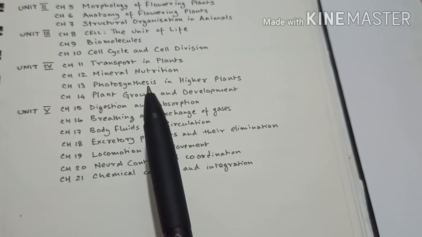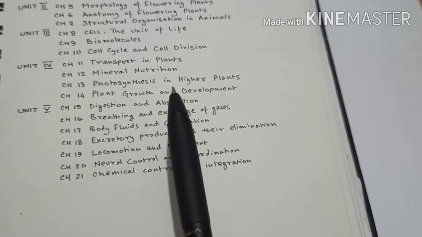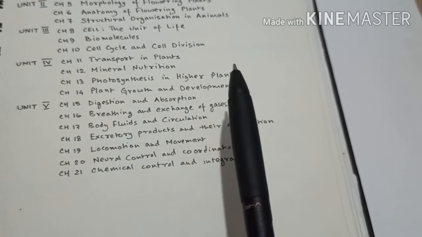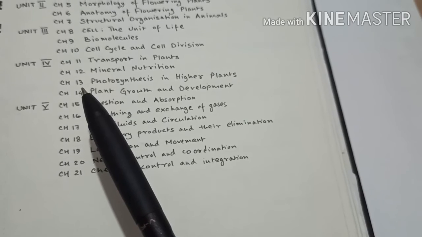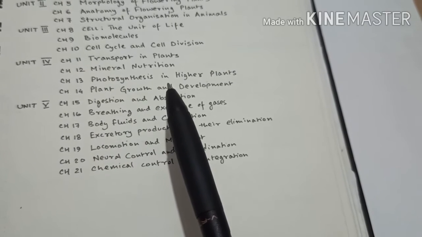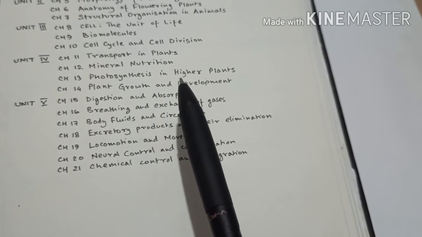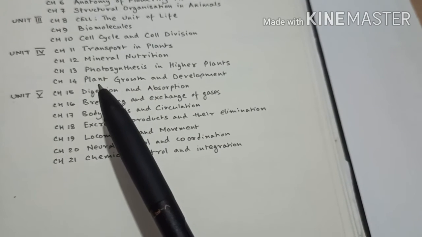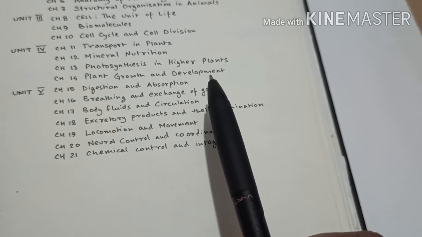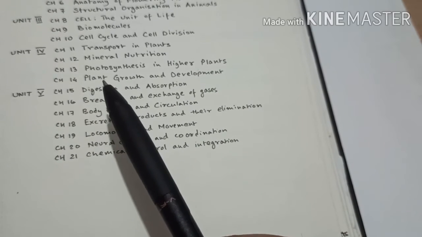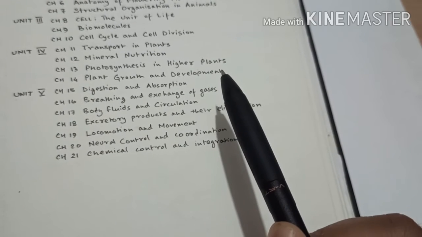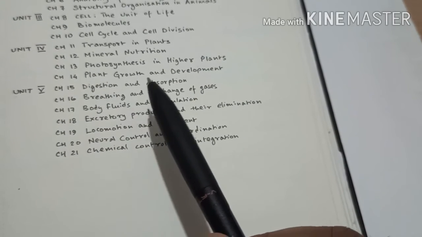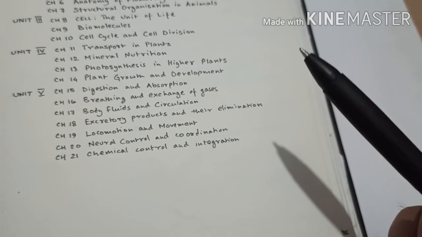Next is photosynthesis in higher plants. As the name suggests, it deals with the process of photosynthesis, or formation of food in higher plants, and what the different steps are that actually occur in it. We'll study that here, followed by the next chapter, which is plant growth and development, where you'll study the different hormones that are responsible for the growth and development of the plant.